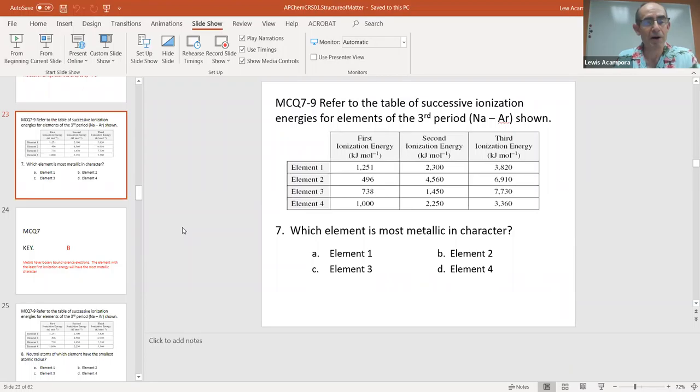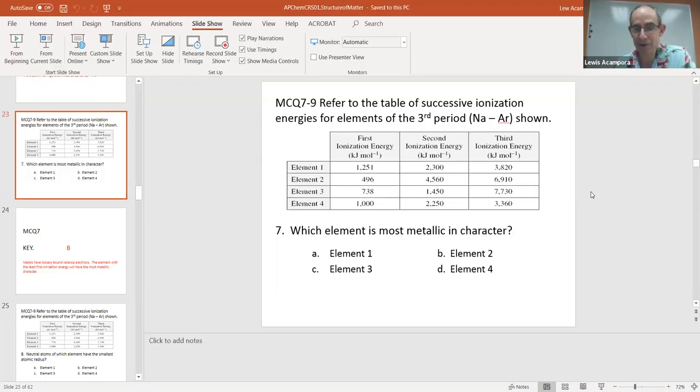We'll look at one more question here and then move on. So here's a question where you're given unknown elements from the third period, the period that starts with sodium and ends with argon, and you're given successive ionization energies and asked to decide which of those elements is most metallic in character. So what does metal mean?